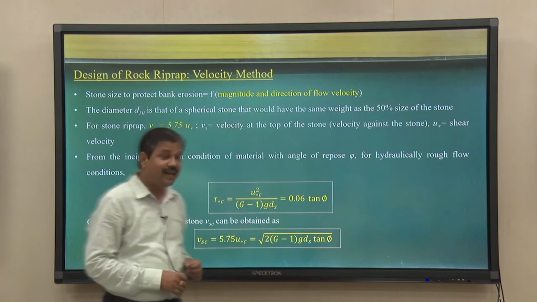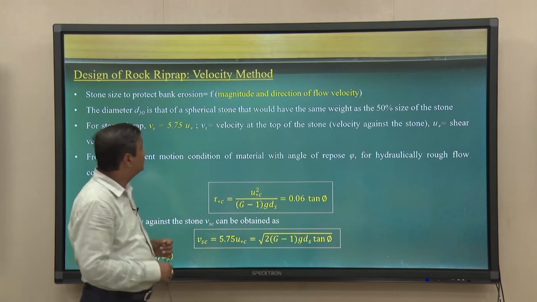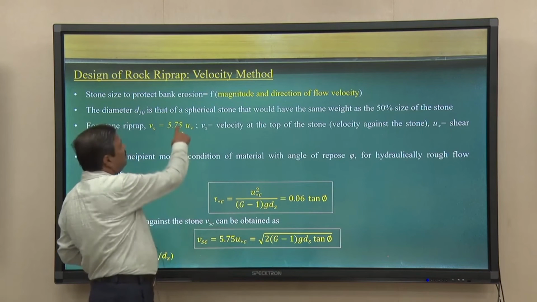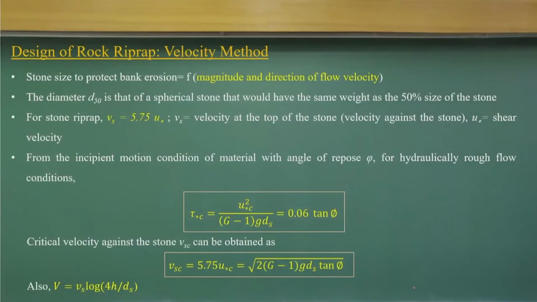Now, there is another method which is called the velocity method, which depends upon the velocity of the flow. If you consider a design flow velocity, then you can find out what could be the size, the Dm, of the stone riprap.